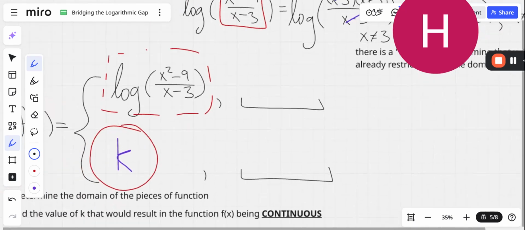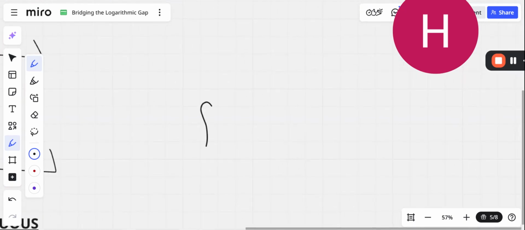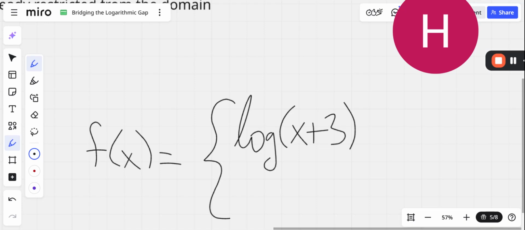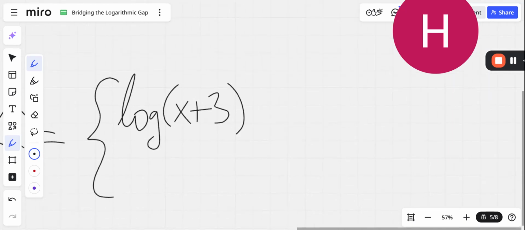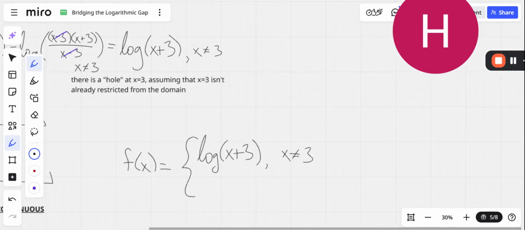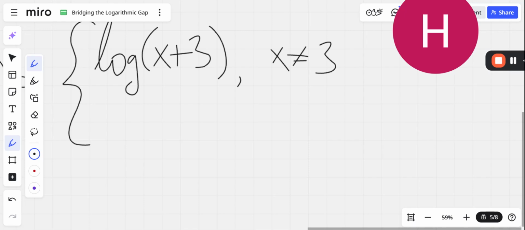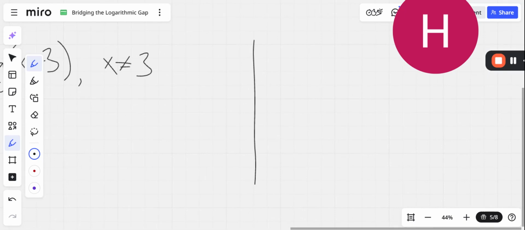So let's rewrite this function a little bit. f of x equals log of x plus 3. I might as well just call it that. And then I can specify that x does not equal 3. Did I put negative 3 up there? No, I put 3. Good. x is not allowed to equal 3. So this would make kind of a smooth logarithm graph. In fact, let's kind of sketch it.